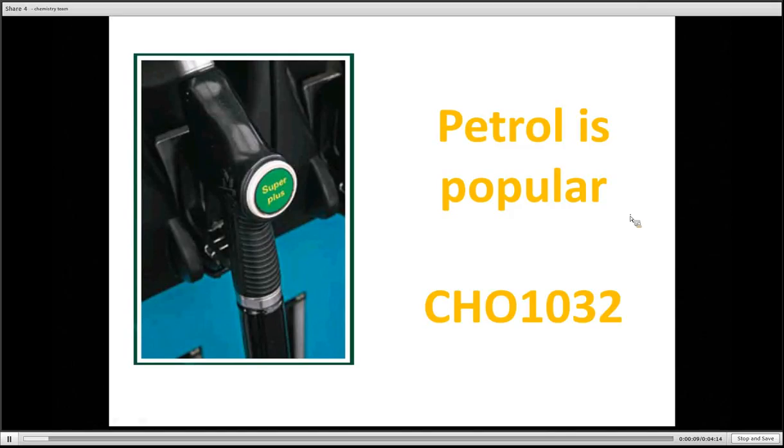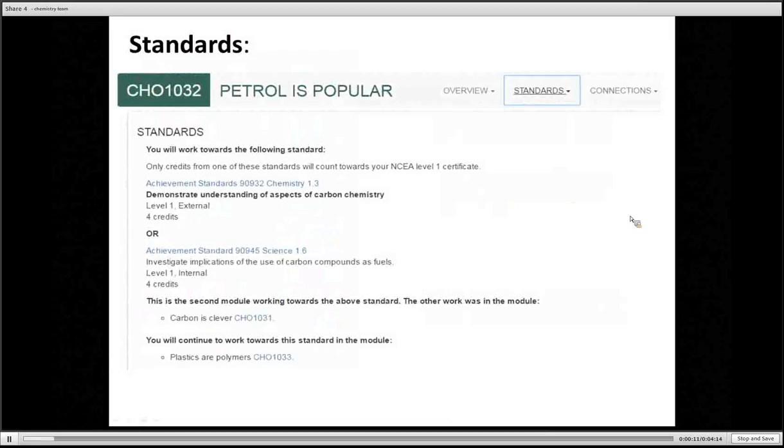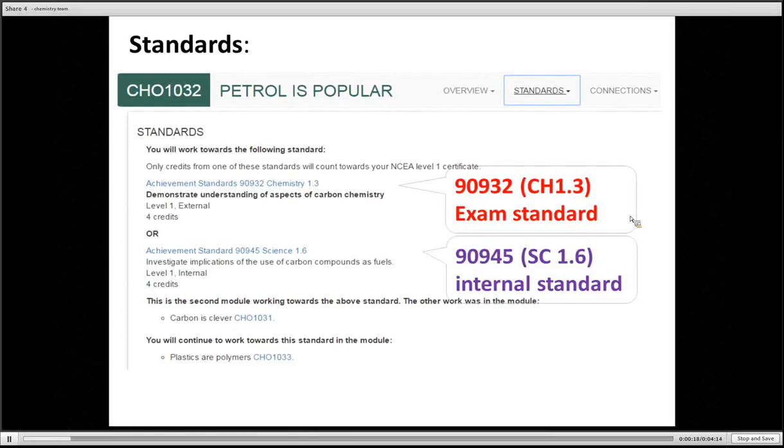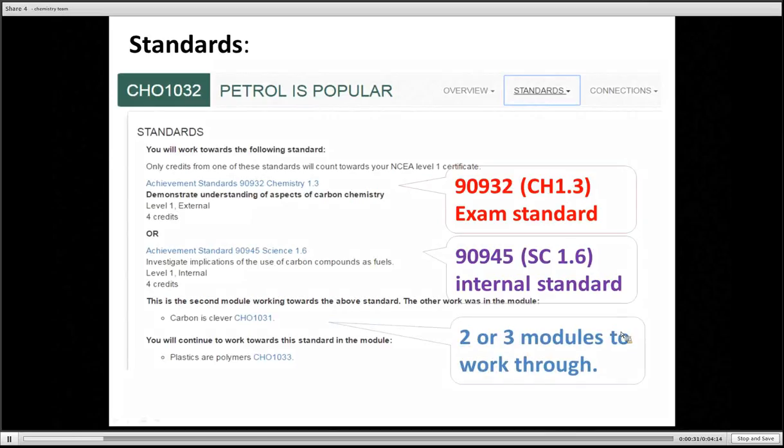Now again, as we did last time, you're working towards two standards, an external or an internal, and you can decide at the end of this module if you want to do the internal. If you want to continue on to level 2 chemistry next year, it's recommended that you also do the third module in this series. And so that's 2 or 3 modules to work through.